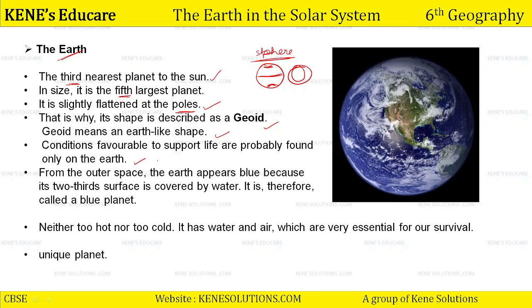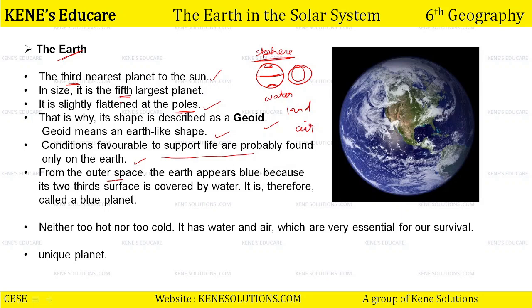According to scientists, only Earth is the planet in our solar system which has all the favorable conditions to support life. We have water, we have land, we have air, we have all the minerals, we have all the other conditions to live on the Earth.